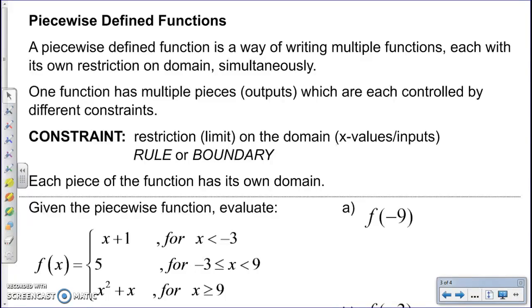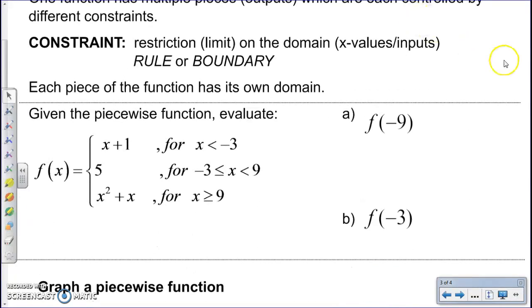A constraint is a restriction or limit on the domain, which is the x values or the inputs. It's a rule or a boundary. Each piece of the function has its own domain. Take a moment to screenshot this page or pause it to take notes. I'm going to move on to the first example.